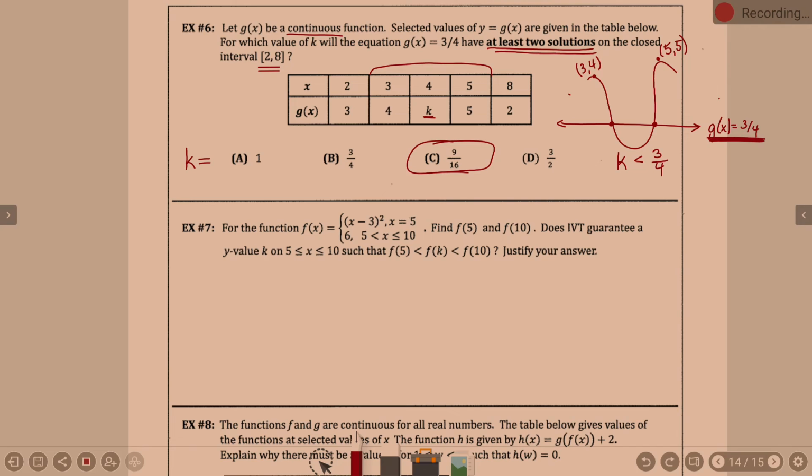Now, my mistake is I overlooked the two solutions right here, which means two solutions means it crosses through there twice, so we have to get it below that. That was my mistake. My apologies.